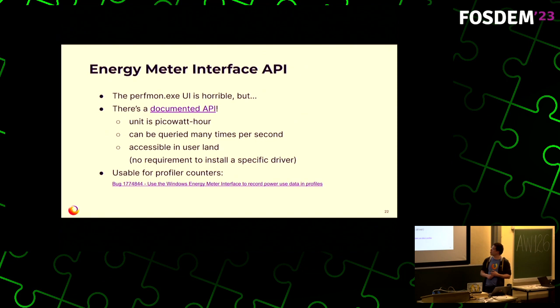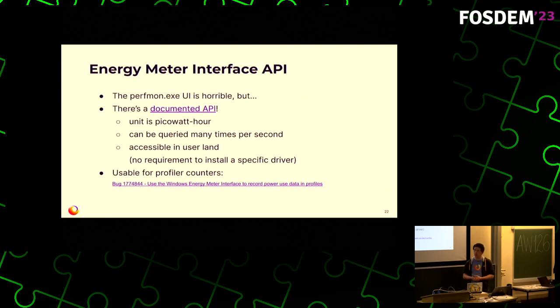The UI I don't want to use, but with the documentation I could understand how to make use of this. The unit was picowatt hour, so that was the answer. And we can query many times per second. It doesn't have to be only once per second. And it's accessible in userland, which is something I care a lot about for Firefox, because I don't want people using Firefox as root or things like that. That would be absolutely terrible. And no requirement to install a specific driver.